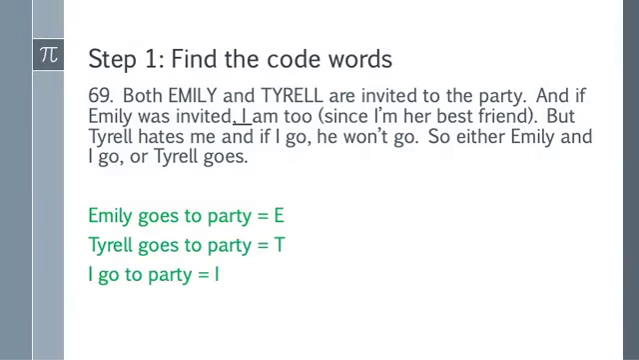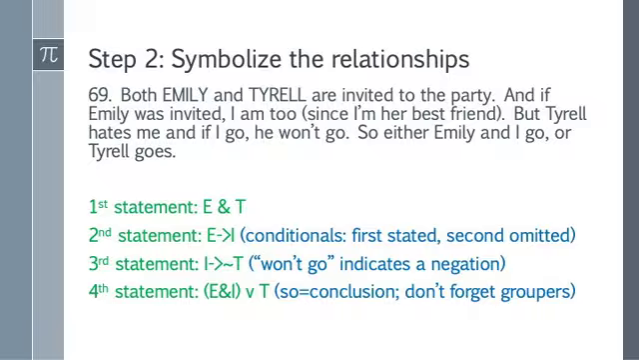In this case, you see that Emily is capitalized, Tyrell is capitalized, and the I is underlined. So those give you an indication that those are the main propositions that we're dealing with. E will stand for Emily goes to the party, T will stand for Tyrell goes to the party, I will stand for I go to the party. Step 2, symbolize the relationships.